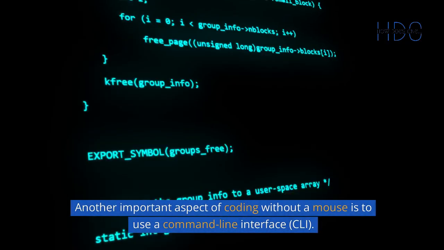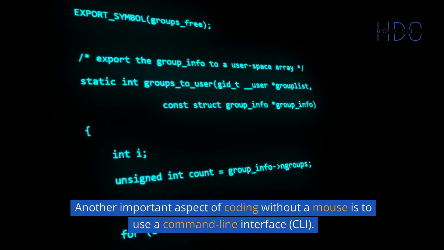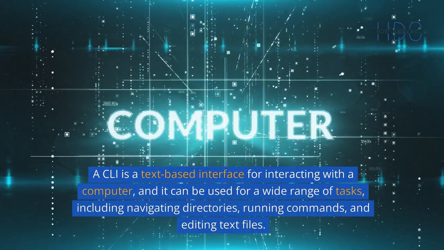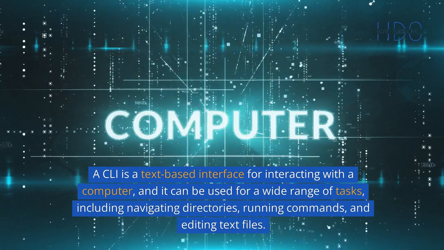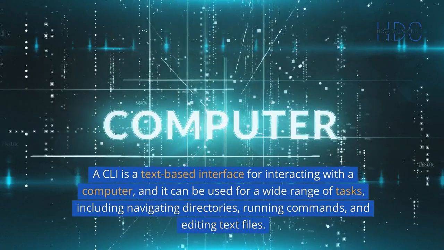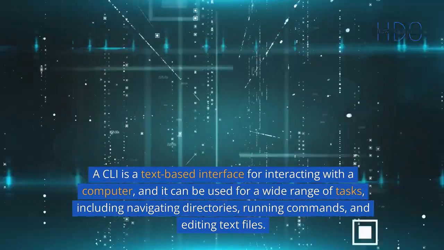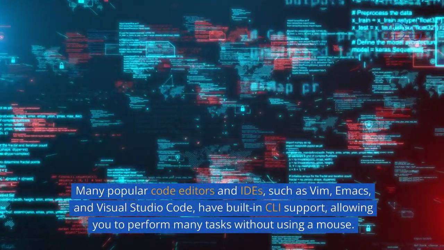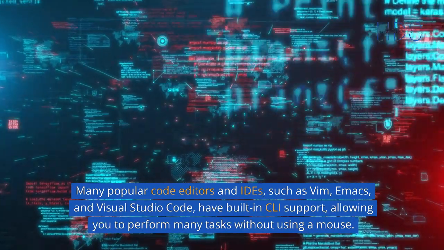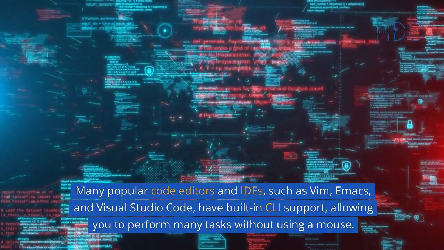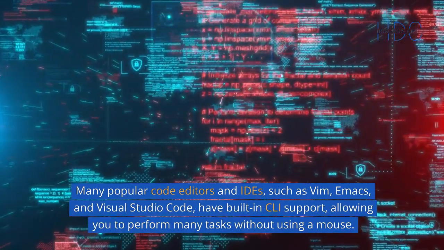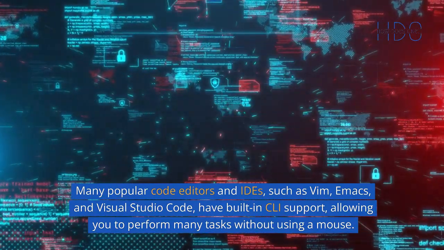Another important aspect of coding without a mouse is to use a command line interface, CLI. A CLI is a text-based interface for interacting with a computer, and it can be used for a wide range of tasks, including navigating directories, running commands, and editing text files. Many popular code editors and IDEs, such as Vim, Emacs, and Visual Studio Code, have built-in CLI support, allowing you to perform many tasks without using a mouse.